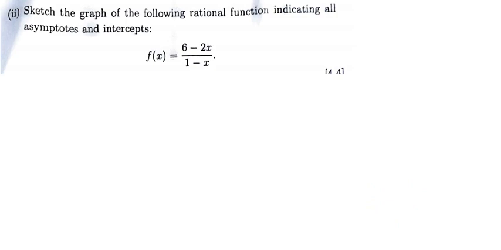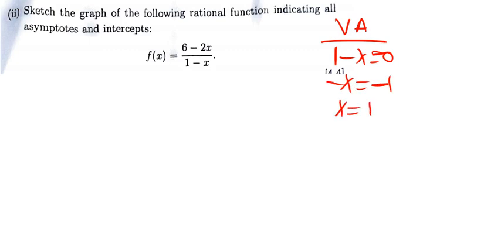How do you find the vertical asymptote? To find the vertical asymptote, sometimes they can ask you to find the domain. The domain is the same as the vertical asymptote, only that the domain we put not equal to, then the vertical asymptote we put equal to. So to find the vertical asymptote, we'll say the denominator equated equal to 0. So for x, negative x is equal to negative 1. Therefore, x is equal to 1. That is my vertical asymptote.